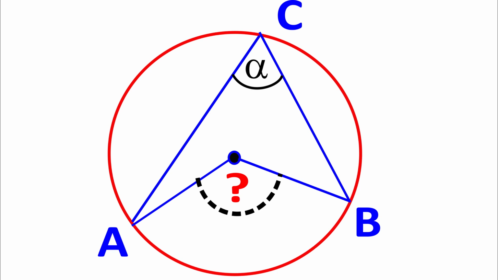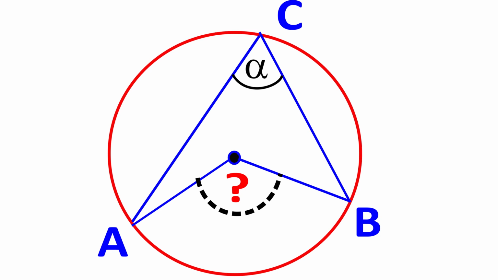Let us use the information of a circle and find an unknown angle subtended at the center by an arc of an inscribed triangle ACB, like the one you see on the screen.